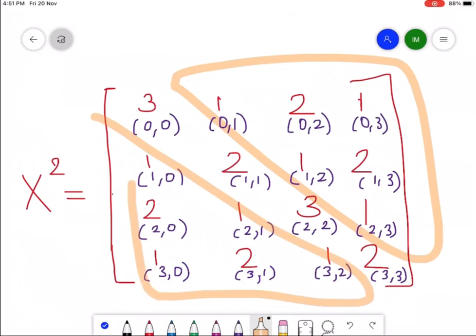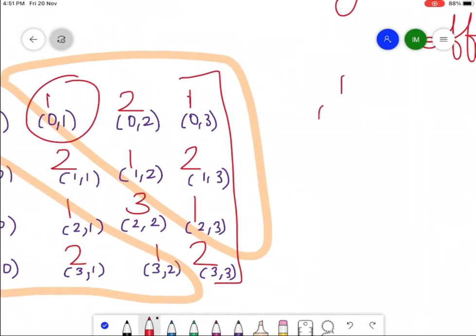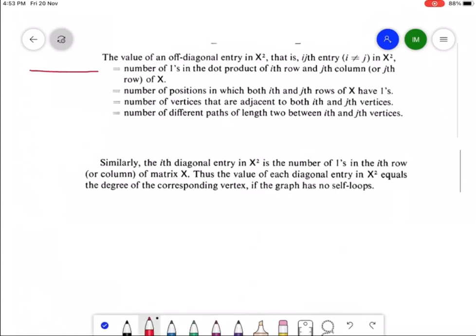Let's take an entry, let's say this one. From it, I can write that my i value is 0, my j value is 1. These are the properties which we are going to discuss. So it is said that the value of an off diagonal entry in X square is equal to the number of ones in the dot product of the ith row and the jth column.